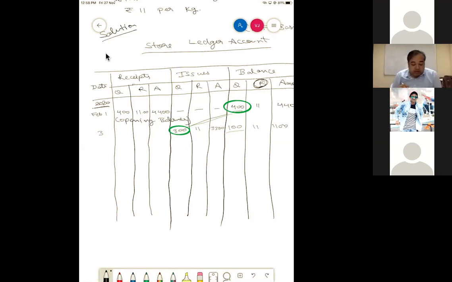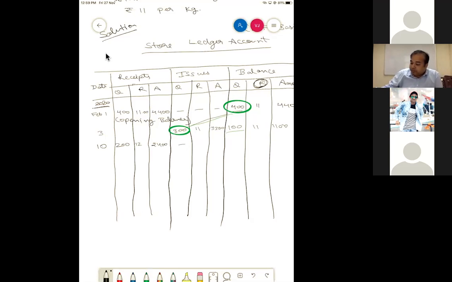Now you see the next date. Next date what we are having? Okay, so let's make the entry of 10th February. Here we are making receipts. So receipts, your quantity is 200. Rate is 12. So amount becomes 2,400.